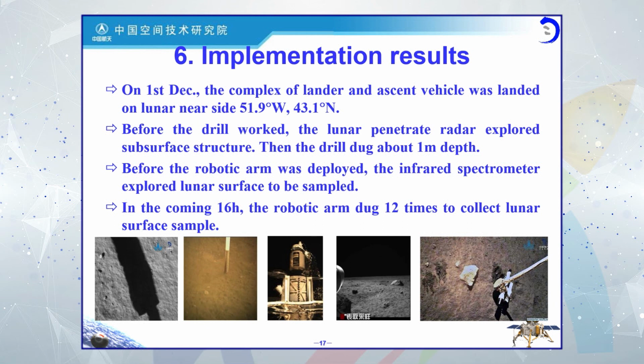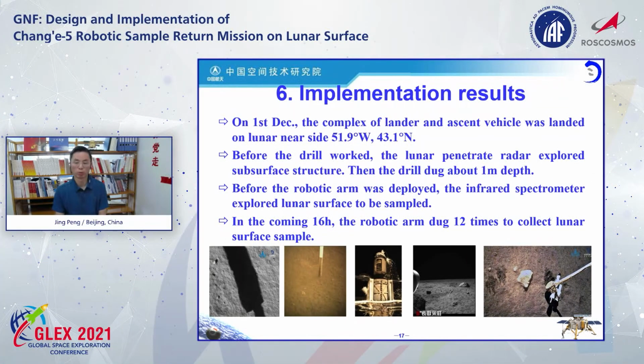On December 1st, the complex of the lander and ascent vehicle landed on the lunar near side, 51.9 degrees west longitude and 43.1 degrees north latitude. Before the drill worked, the lunar penetrating radar on the lander explored the subsurface structure. Then the drill dug about 1 meter in depth. Before the robotic arm was deployed, the infrared spectrometer on the lander explored the lunar surface to be sampled. In the following 16 hours, the robotic arm performed 12 digs to collect the lunar surface sample.